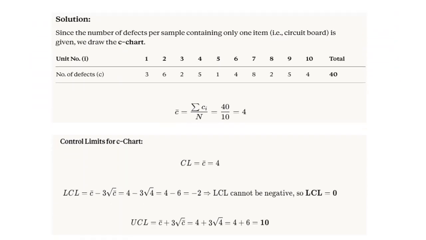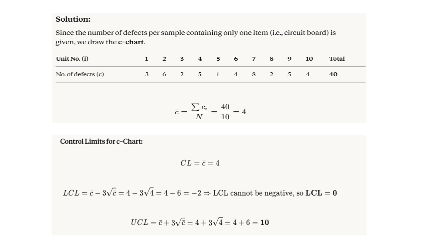Since the number of defects per sample containing only one item, that is the circuit board, we are going to draw the C chart for this question. So the total number of defects is going to be 40. Therefore, the value of C is going to be 40 divided by 10, which is 4.